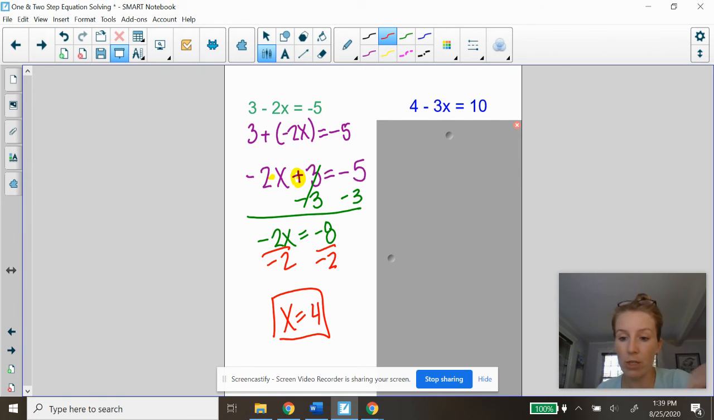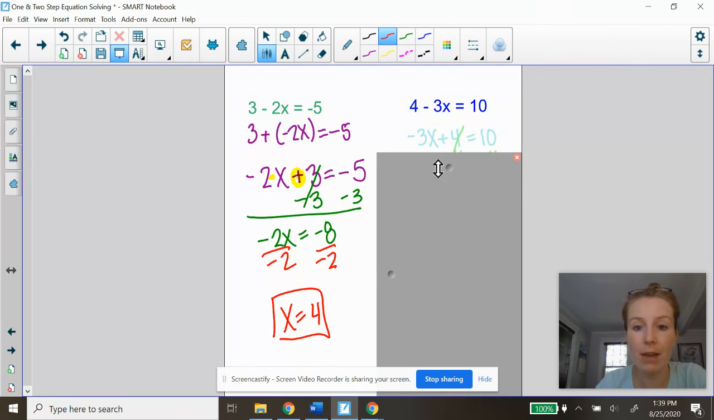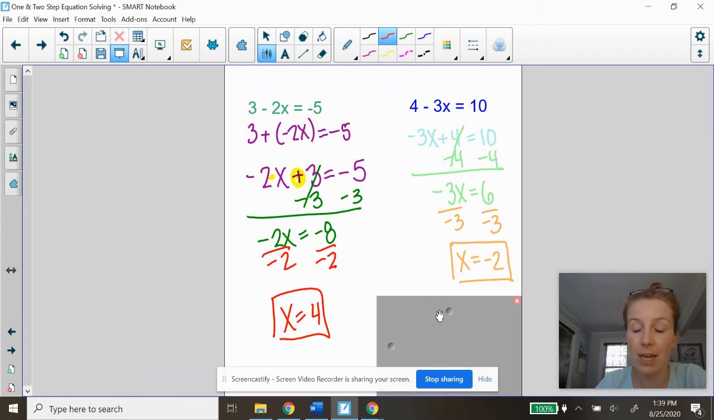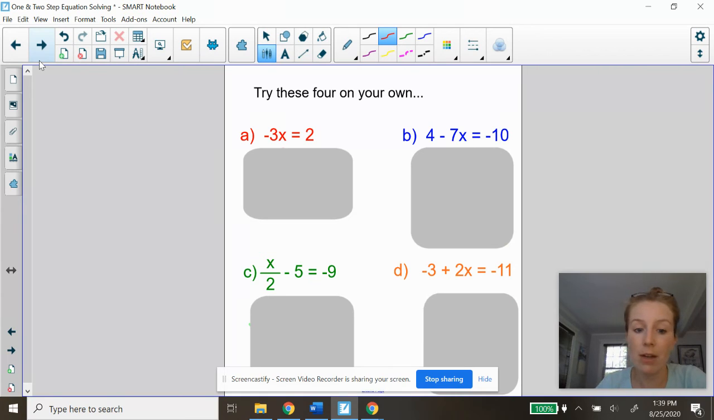I want you to try the equation on the right, so pause the video and give it a shot, thinking about how you could rearrange it. All right, hopefully you've rearranged it to be negative 3x plus 4 equals 10, and then hopefully you solved it to get x equals negative 2. I want you to pause the video here and try these 4 two-step equations on your own.